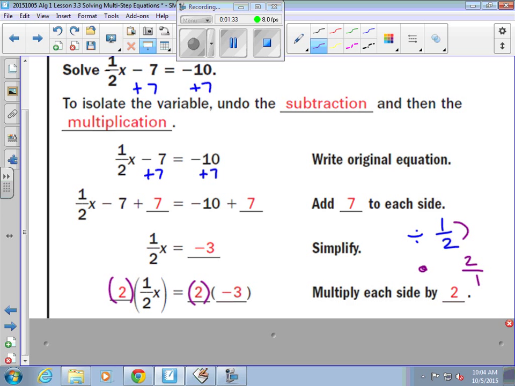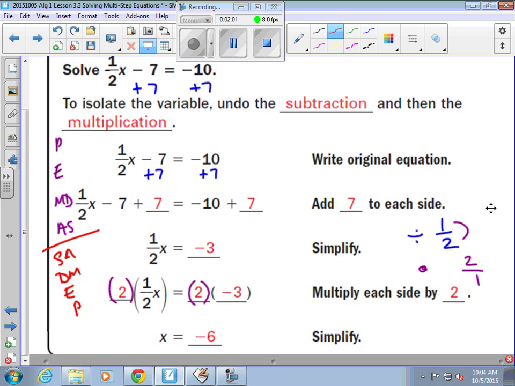Notice your order of operations when you're undoing stuff is to work backwards. I mentioned this before: Please Excuse My Dear Aunt Sally is the way you work one side of an equation to simplify it. When you undo something, though, you work backwards. You work Sally and Dear, My, Excuse, then Please. And notice that's what we did first. We did subtraction first, and then we undid multiplication. And then to multiply that, 2 times negative 3 is, in fact, negative 6.